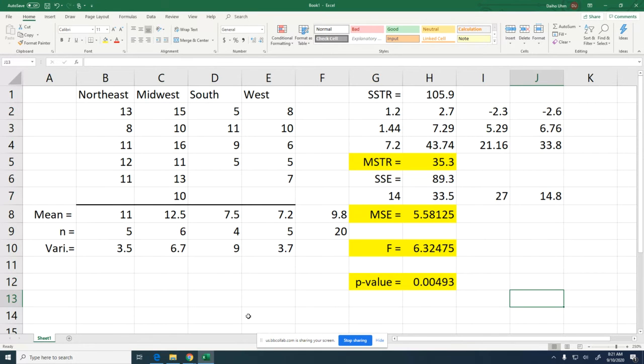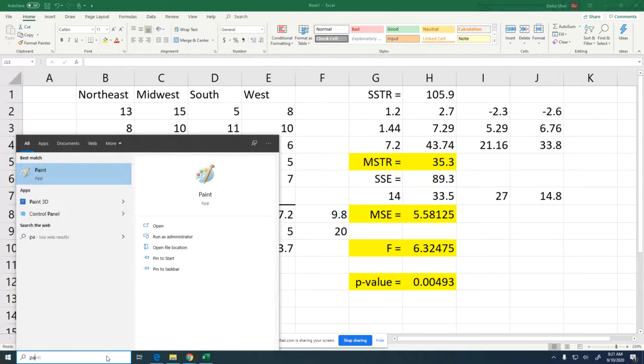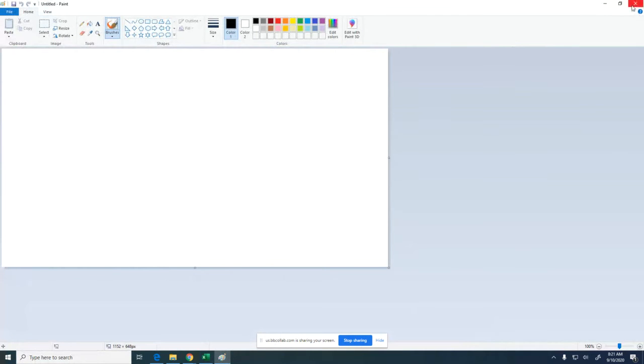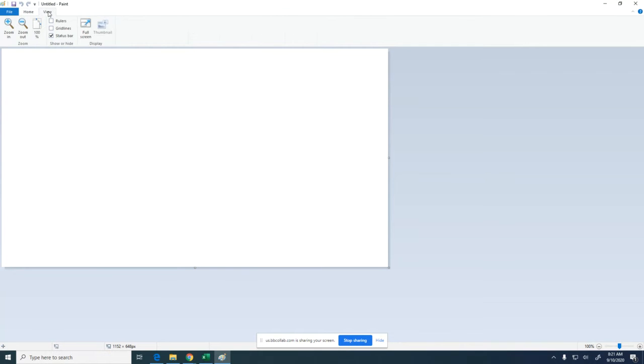Okay, then let me open the white page in Paint. Let me make it bigger.